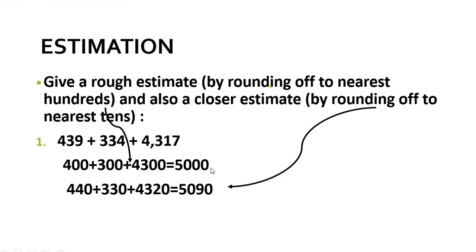When we analyze these two answers, we can see that in the second case, when we rounded the number to nearest tens, we got a closer estimate of the result. And in this case, it is not that close. So, it is the situation and the demand, we have to choose an option whether we want a closer estimate or not. If we want a closer estimate, we have to go for round off to nearest tens. Otherwise, we can go for higher places also.